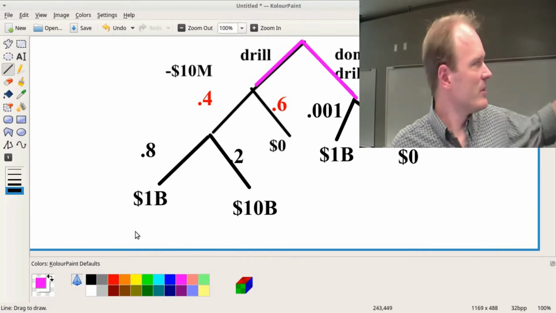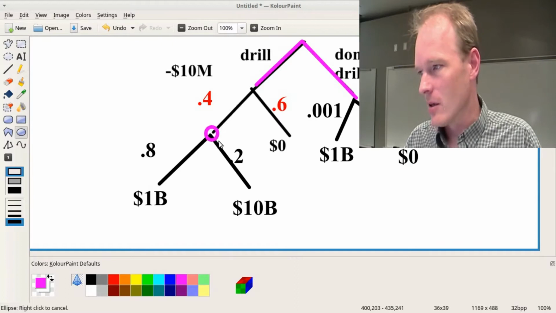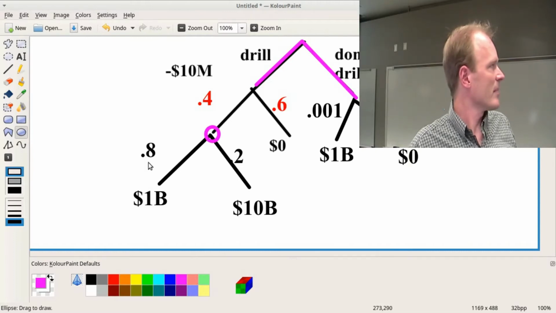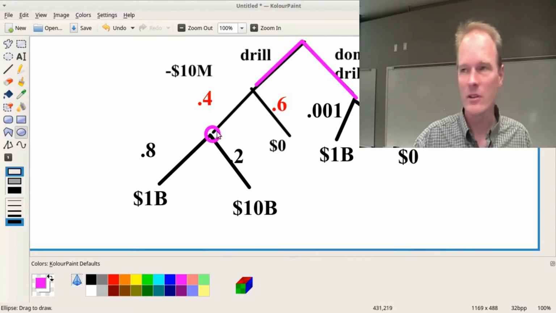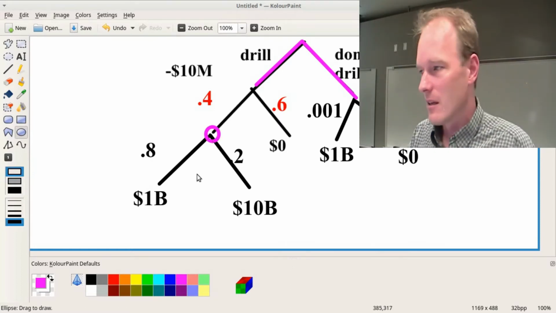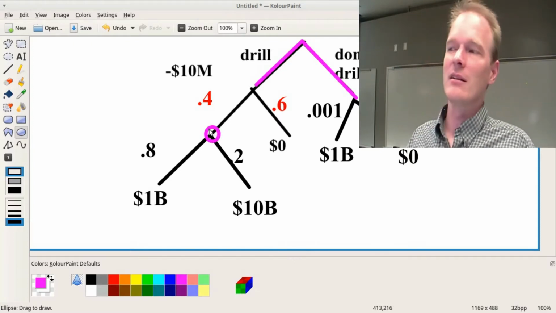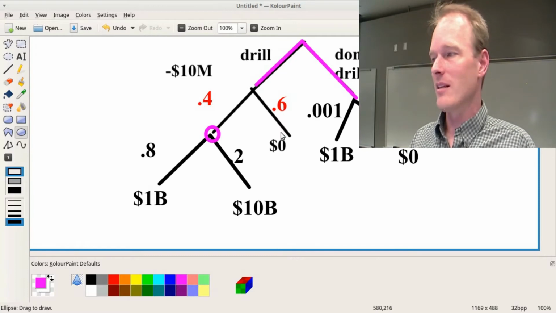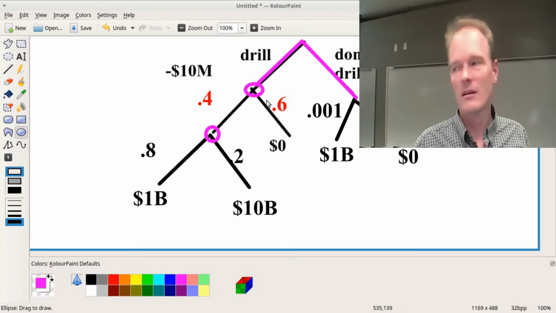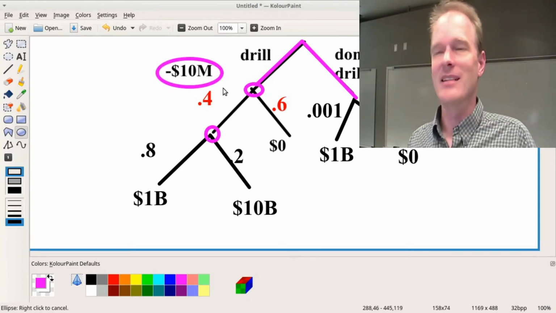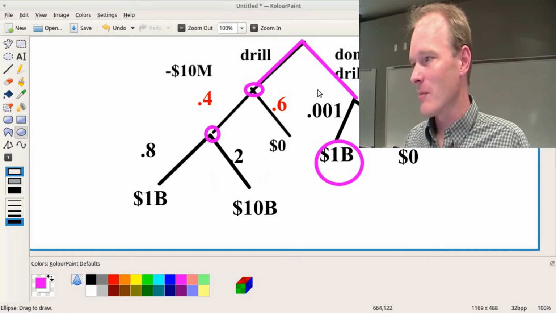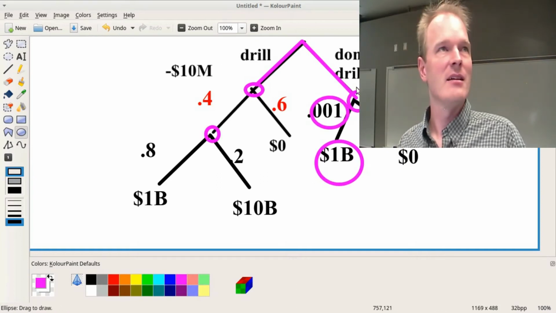Well, we need to start computing the utilities of the various nodes in this tree. So what's the utility of this node in that tree? It's going to be $1 billion times 0.8 plus $10 billion times 0.2. And whatever number that is, that's the utility of this node, right? Of being in that state. Well, if we take that utility times 0.4 plus 0.6 times 0, we get the utility of being in this state. You with me? Oh no, and subtract 10 million. Don't forget that. That was important. Okay. If we take $1 billion times 0.001, that's the utility of being in this state.